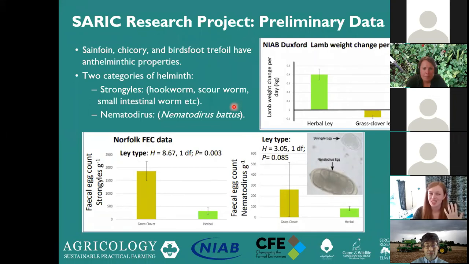The bottom graph down here shows the fecal egg count data from our site in Norfolk. It basically found that sheep grazing a grass clover ley, which is this darker green bar here, had a much greater parasite burden than those grazing the herbal ley, which is the really tiny one here. So we are seeing that it is working. These plant secondary metabolites really do work well on the sheep, and can reduce the parasite burden. But weirdly, we didn't see it for the nematodirus in the sheep. We had one sheep that was really laden with parasites, and we probably should have kicked it out of our data set.